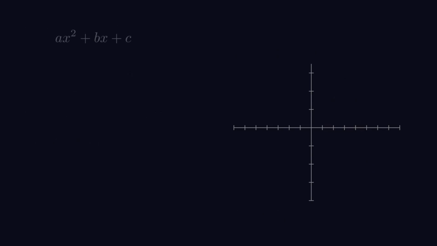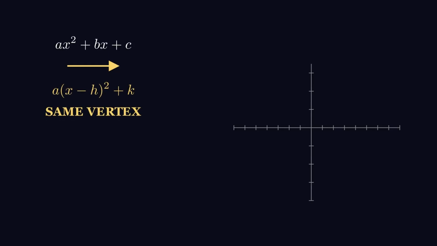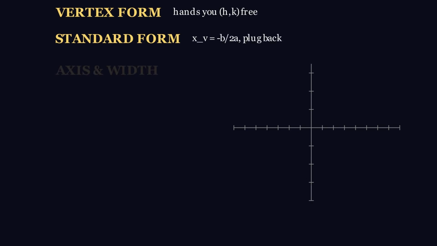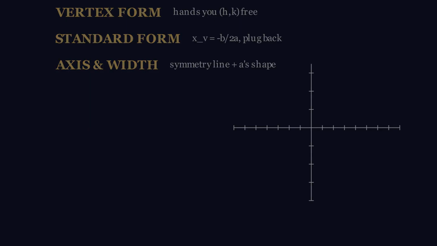And a little secret. Remember completing the square? Do that to a standard quadratic and it turns straight into vertex form. Same vertex, 2 roads there. So, vertex form hands you the vertex free. h, k, just mind the flipped sign on h. Standard form, vertex x is negative b over 2a. Plug back for y. Axis of symmetry runs through the vertex, and a sets direction and width. That's the entire graph.